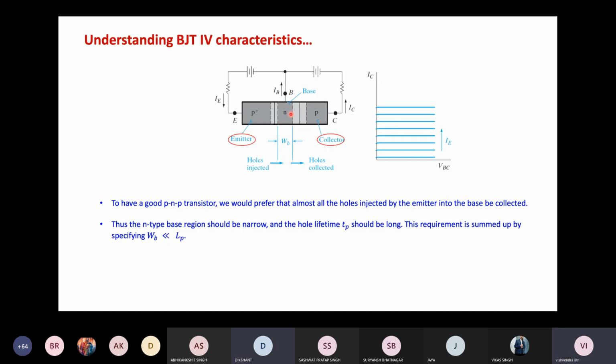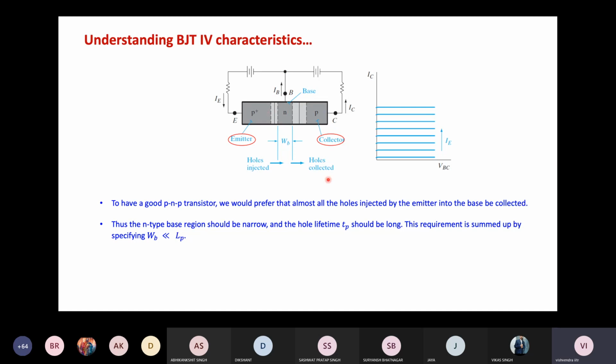Yes, sir, one more. Is this IB due to electron flow or hole flow in the base? No, this is the electron current. Okay, sir. So the electrons are getting injected into the emitter from the base, and these electrons are being taken from the battery. That's why there is this IB current, because of the majority carrier.